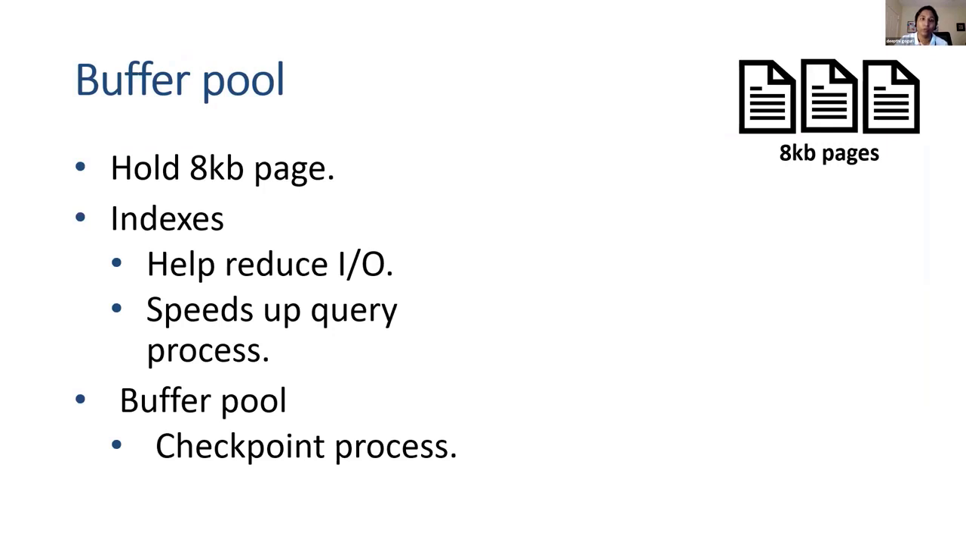Let's talk about the buffer pool. What does the buffer pool hold? It holds the 8 KB pages, the data pages, and the index pages. And the buffer pool has to manage 3 kinds of structures in it: heaps, clustered indexes, and non-clustered indexes.